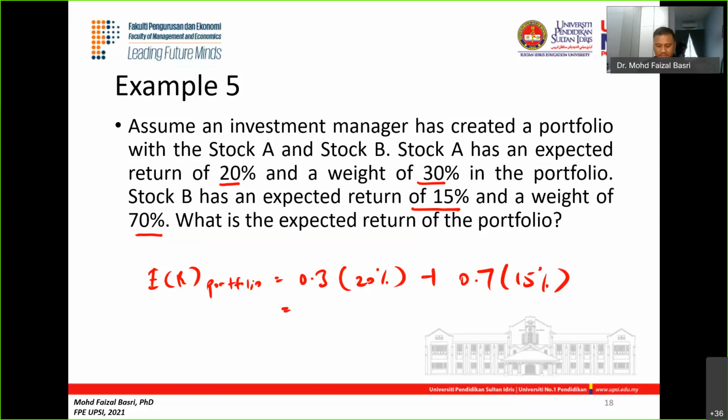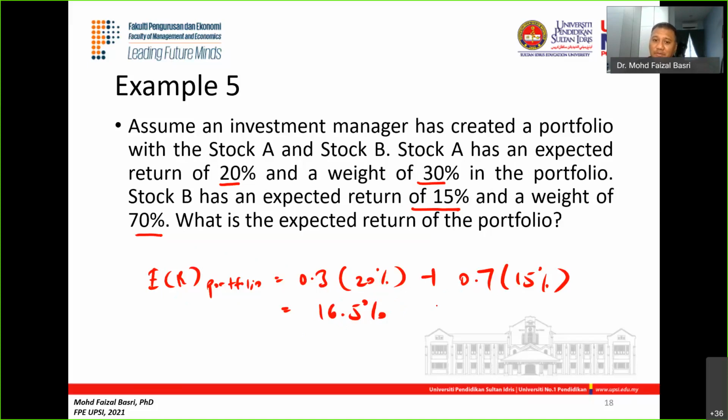Plus 7%. So I have a total of 16.5%. Remember, when we talk about ER, this is technically an average, but it's not a simple average. This is more of a weighted average. We use the weights to get the average.